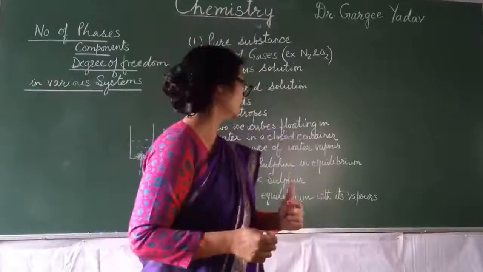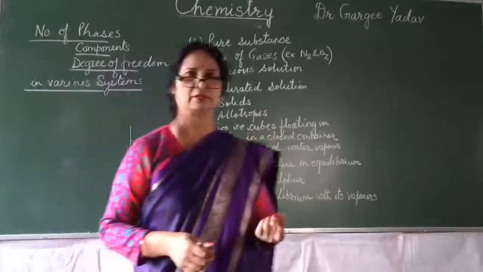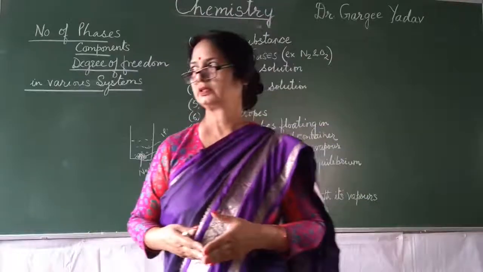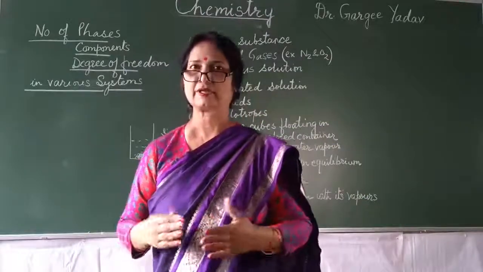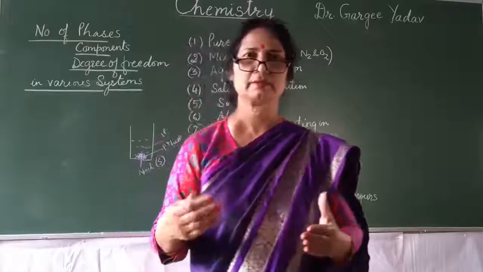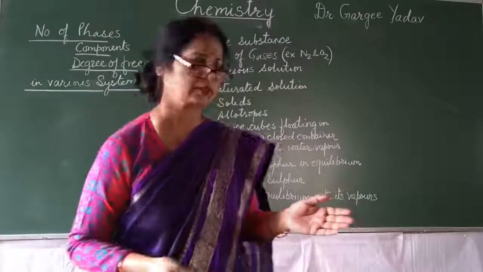Okay, now let's come over to allotropes. So allotropes, there are as many phases as the number of allotropes are there. Suppose you are having carbon, then carbon is graphite, carbon is diamond, and carbon black. So there are many allotropes, and as many allotropes, as many phases will be there.